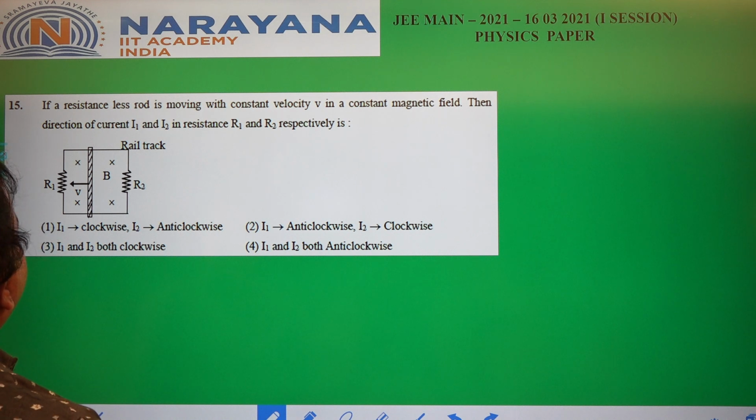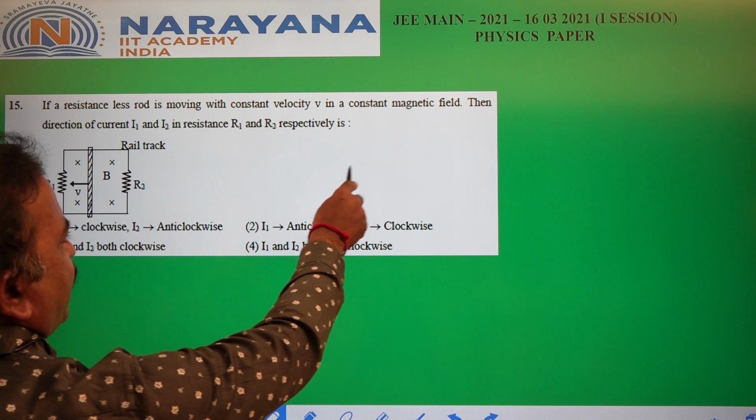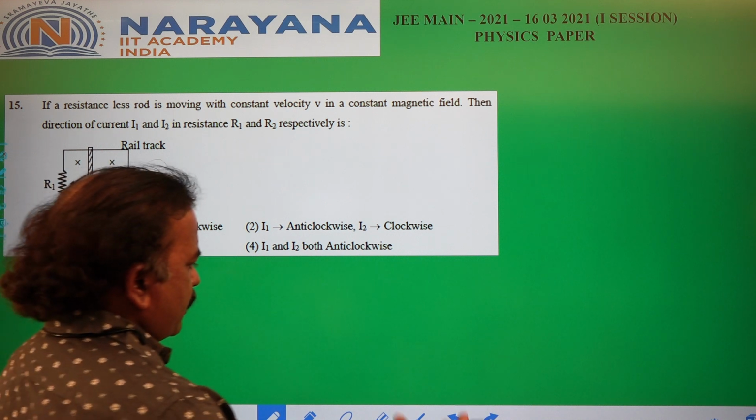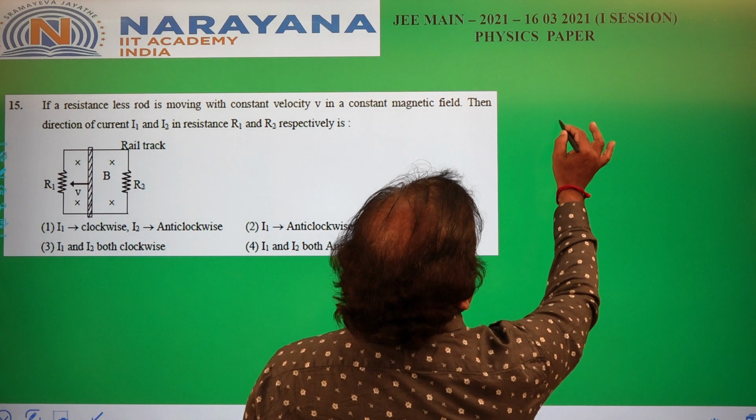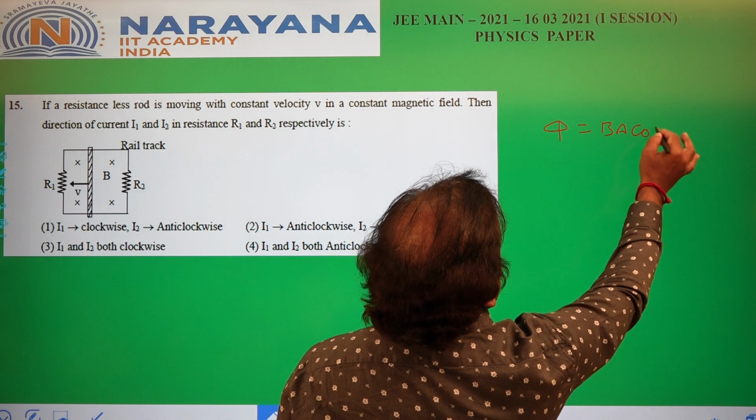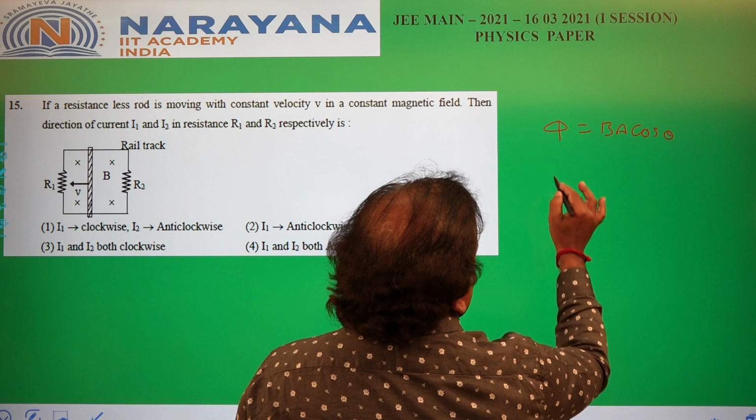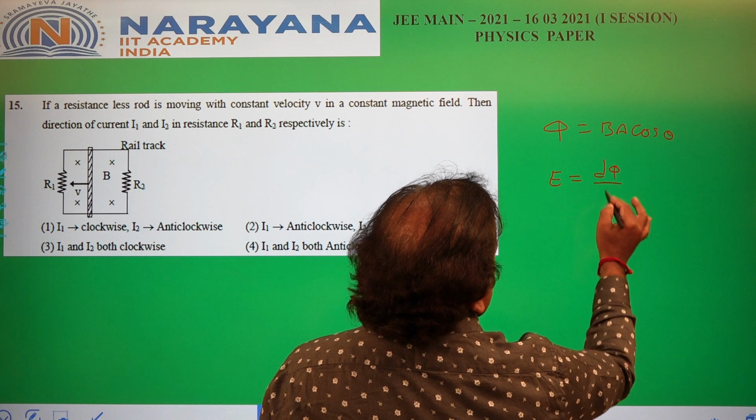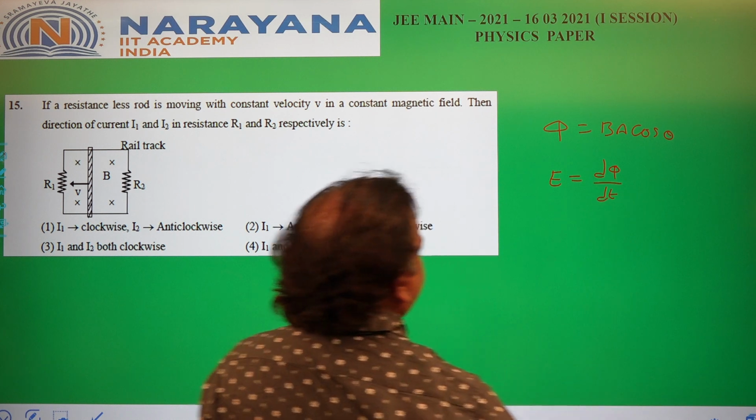If a resistance-less rod, so there is no resistance in the rod, is moving with a constant velocity v in a constant magnetic field, then the direction of currents I1, I2 and resistances R1 and R2. So flux is BA cos theta, EMF is the change in flux with respect to time.